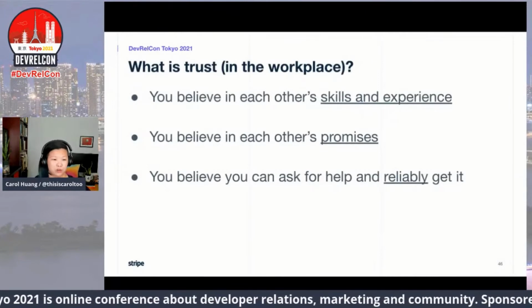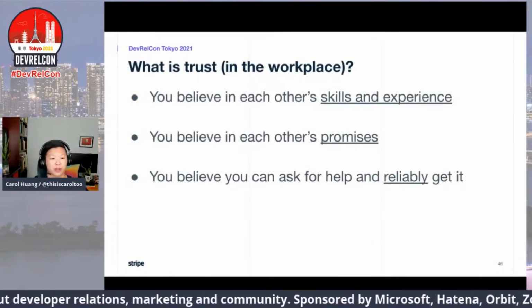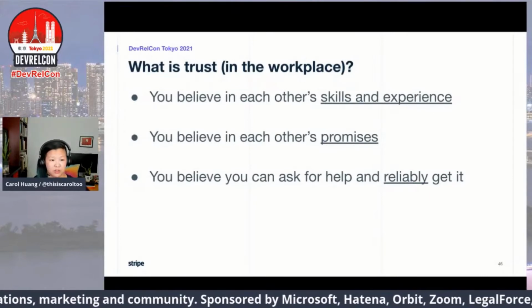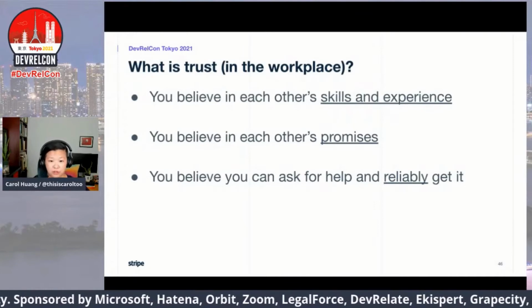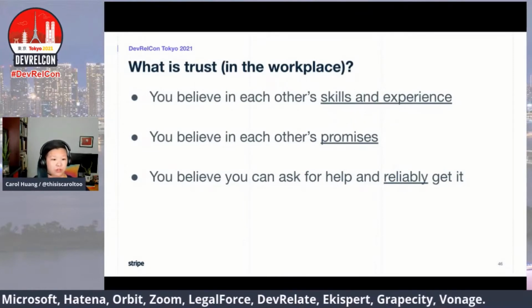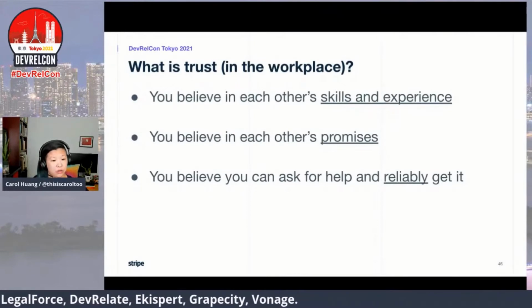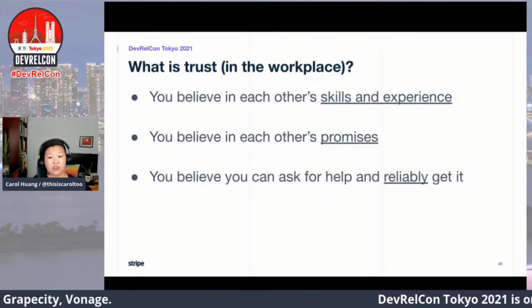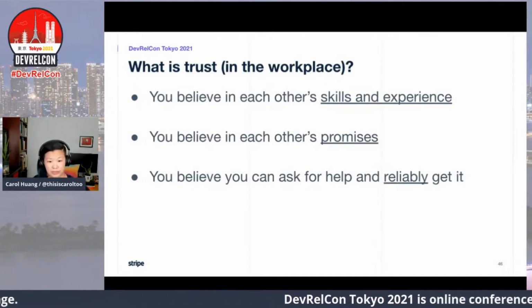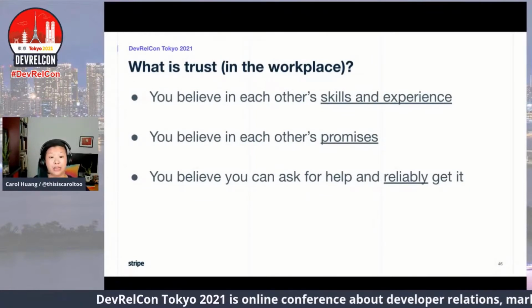So, what is trust in the workplace? Trust is something we can talk a lot about in a lot of different ways, but in the workplace, I kind of think trust boils down to these three things. Number one is just the expertise. You believe your teammate knows what they're doing with their skills and their experience, often in a different area than you. Two is authenticity. I believe my teammate will do this when he says that he will. And reliability. Three, I believe that when I need help, I can ask for it and I'll get it.